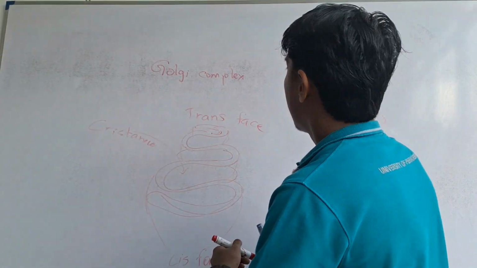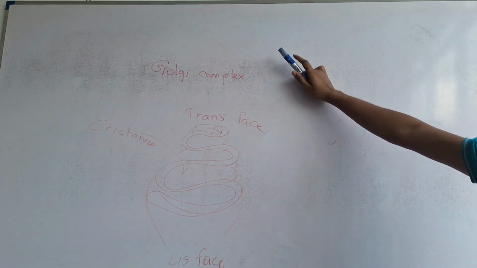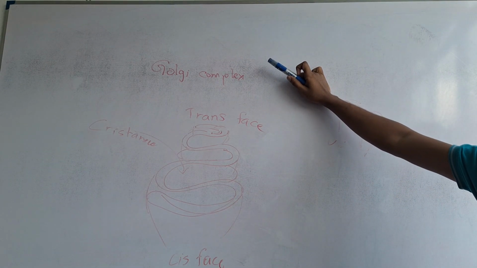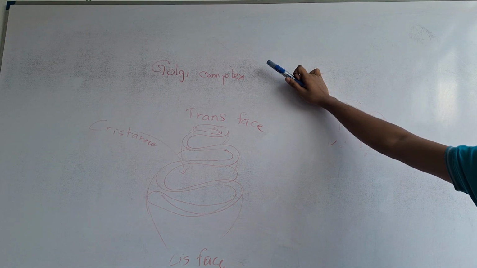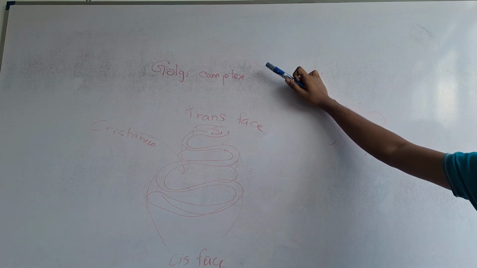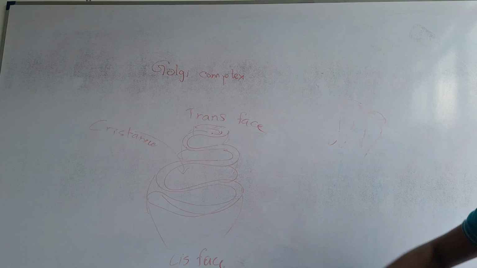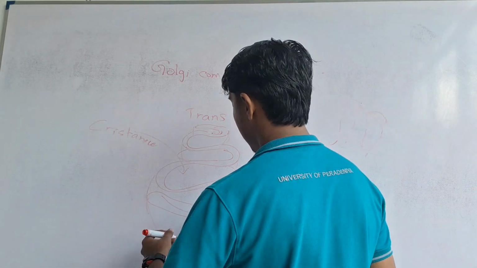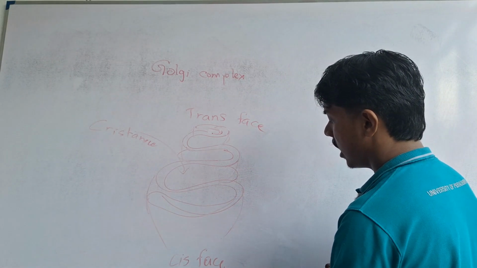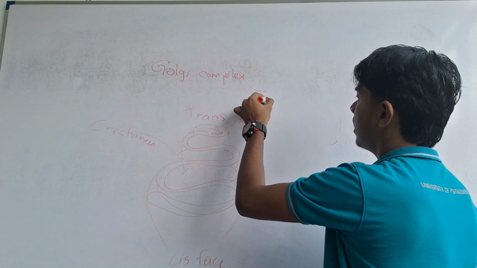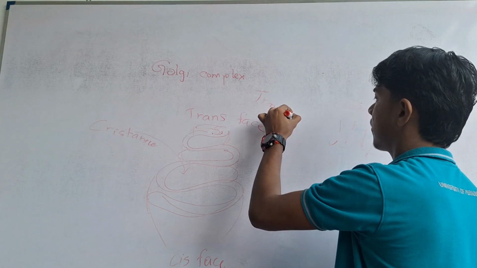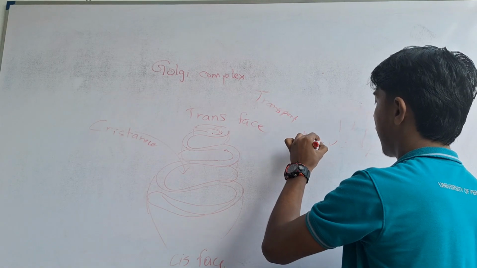Next one. The main function of the Golgi complex is production of transport vesicles. That function is common for RER, SER and Golgi complex. So it produces transport vesicles.